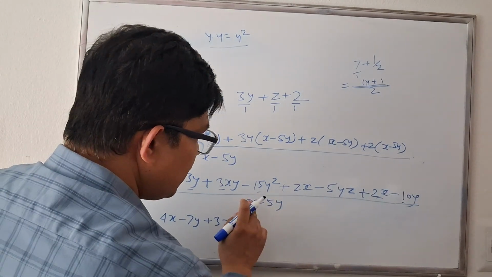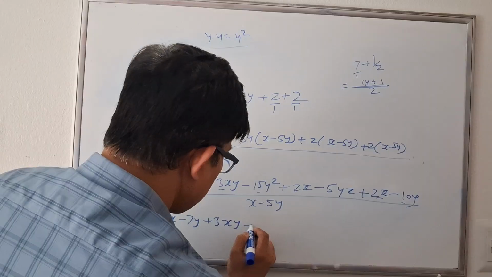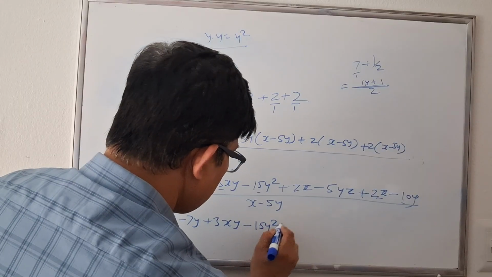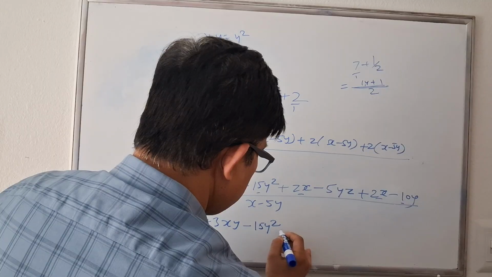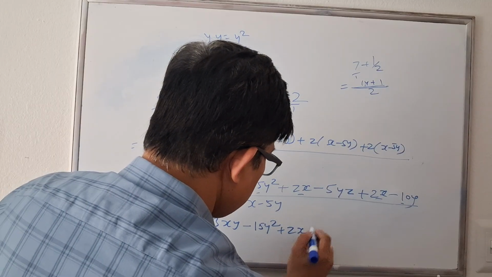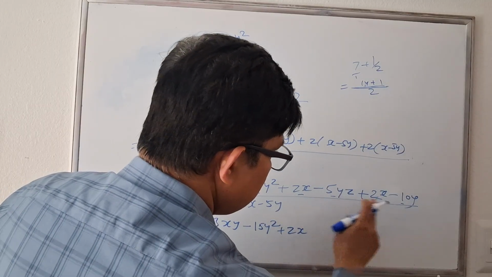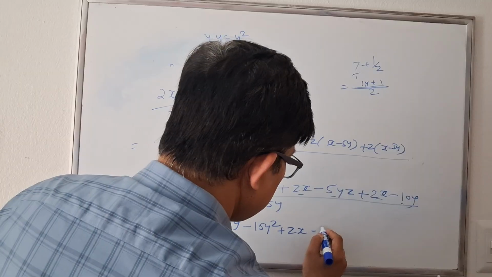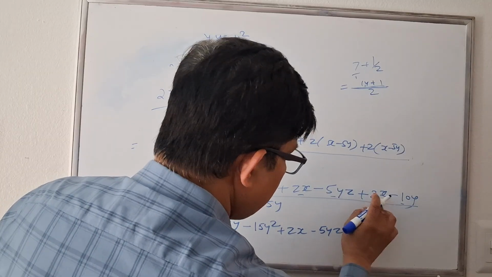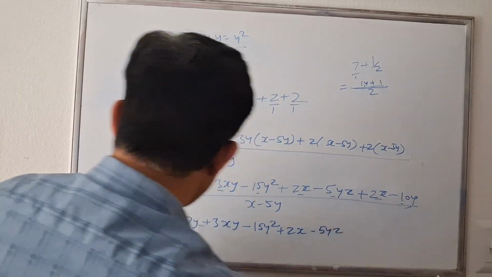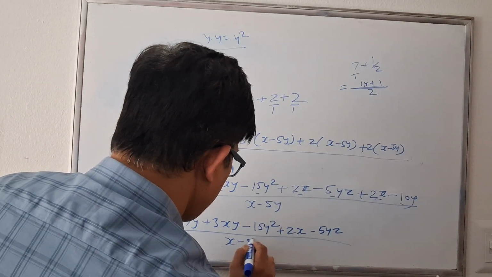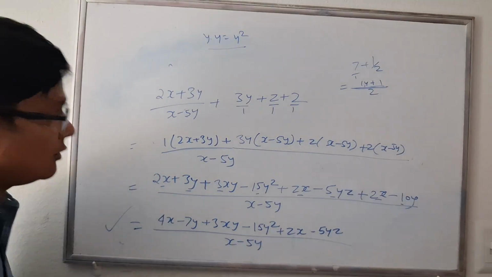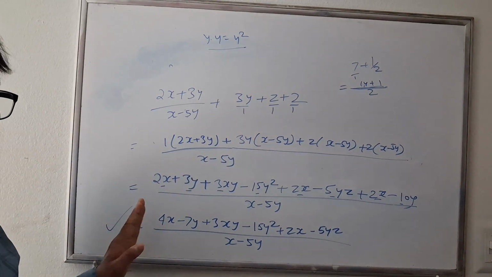So minus 15y square. Do we have y square? No. So I will write it down like this. Now zx. Do we have zx? No. So plus zx. yz. Do we have yz? No. Minus 5yz. We already covered these two because underline is there. So leave it there. Divided by x minus 5y. This is your answer. You saw?